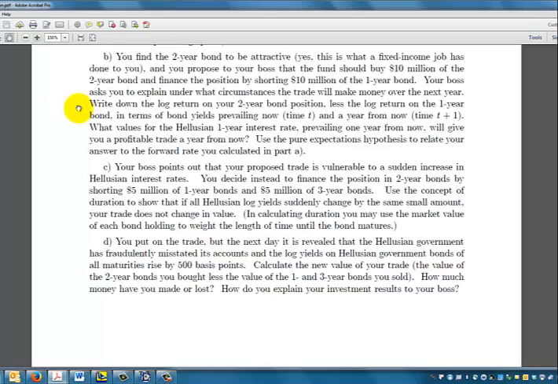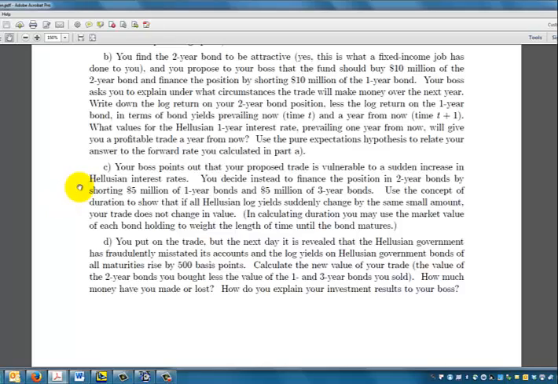What you're asked to do is write down the log return on the long side less the log return on the short side in terms of bond yields prevailing now and a year from now. And you have to figure out the break-even value for the 1 year interest rate 1 year from now. Then you're supposed to use the pure expectations hypothesis to relate your answer to the forward rate from part A.